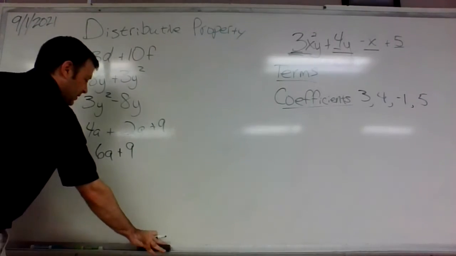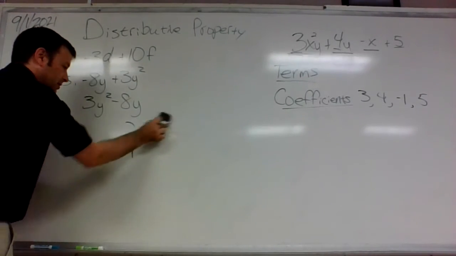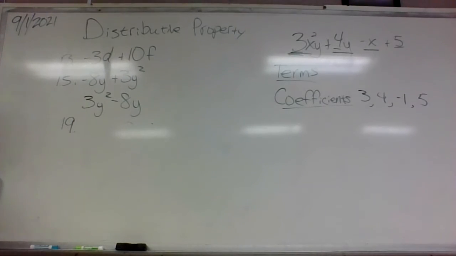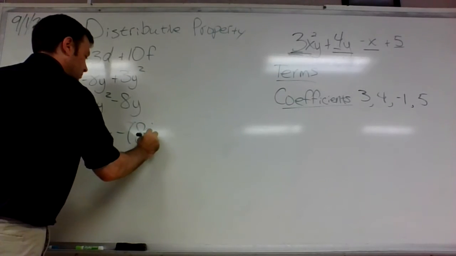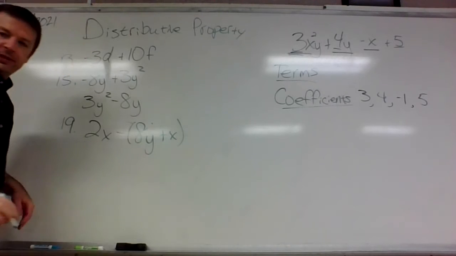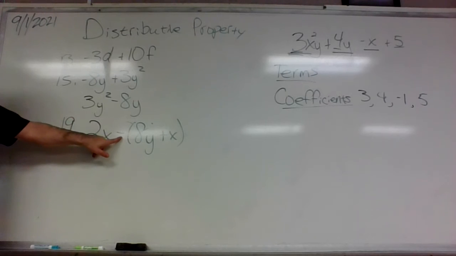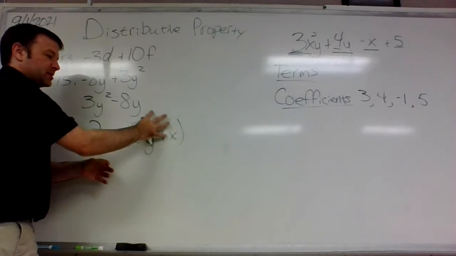But number 19, and I'll remind you of this tomorrow because we're going to do more of these tomorrow. On number 19, there's a minus, and that does make a difference. 19 says 2x, subtract 2x minus 8y plus x. Did I write it right? Yeah. So this doesn't mean minus 8y. This means minus all of this. Because remember, order of operations means the parentheses are first.